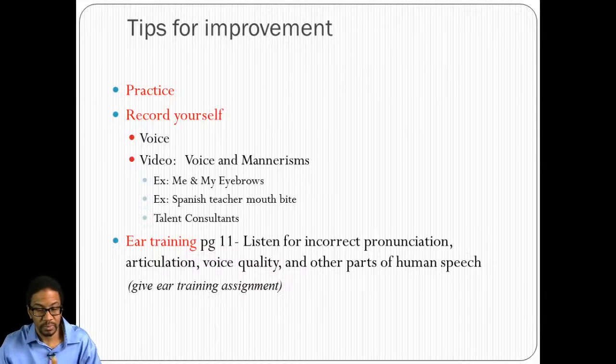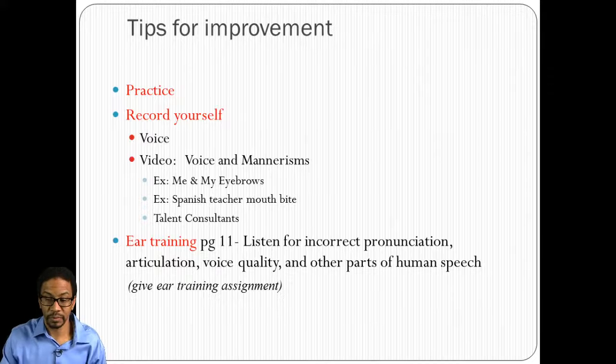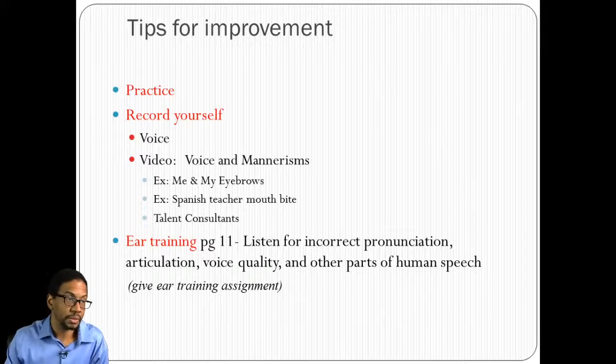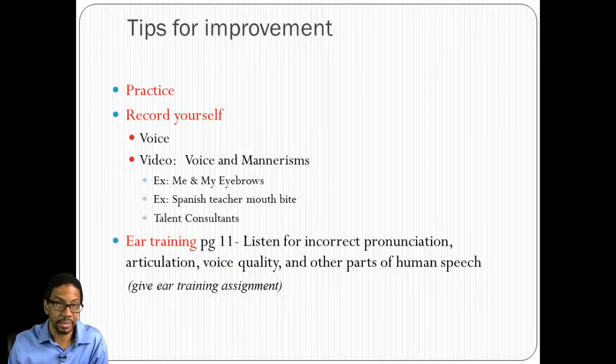Whatever it is that you're interested in, just rehearse it to the best of your ability. If you don't have an outlet, you can still practice it. Now, some things to do to help that practice and that performance: recording yourself.